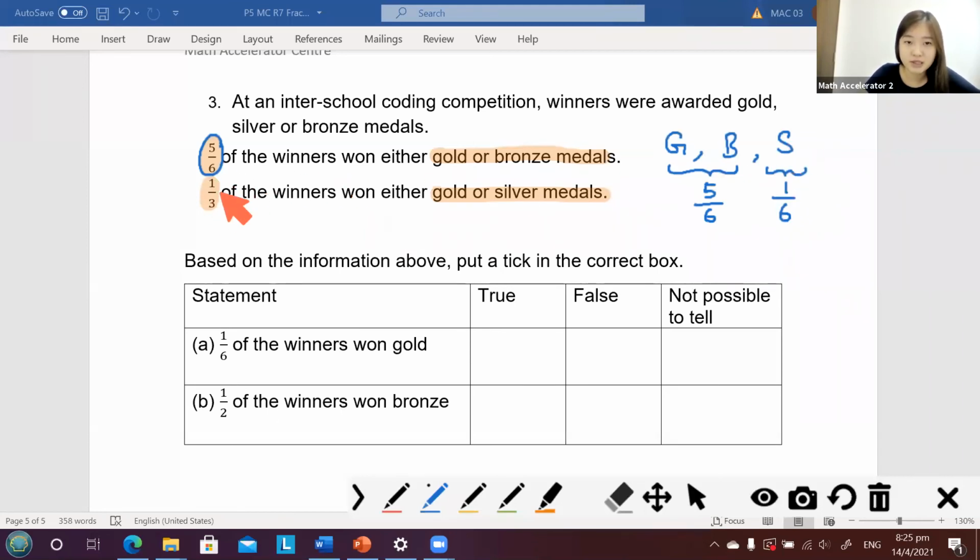Let's take a look at the second clue here. 1/3 of the winners won either gold or silver. So gold and silver is 1/3. And you know that silver is, sorry, 1/6. So inside the 1/3, the silver is 1/6. So how do you find the gold?